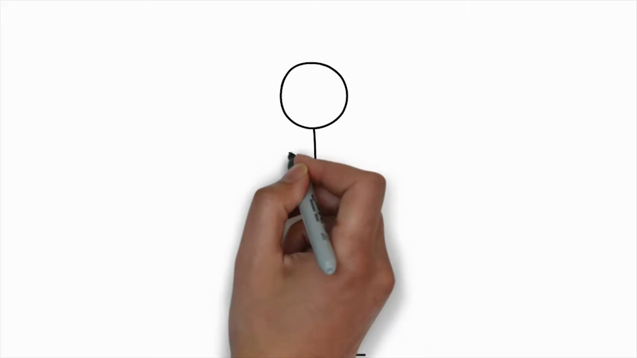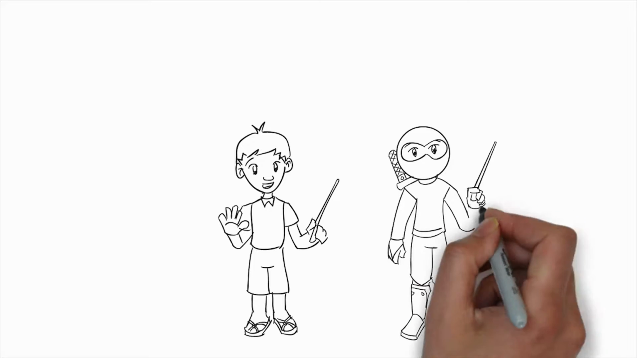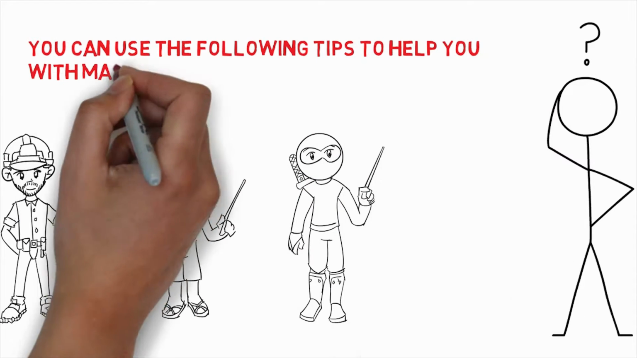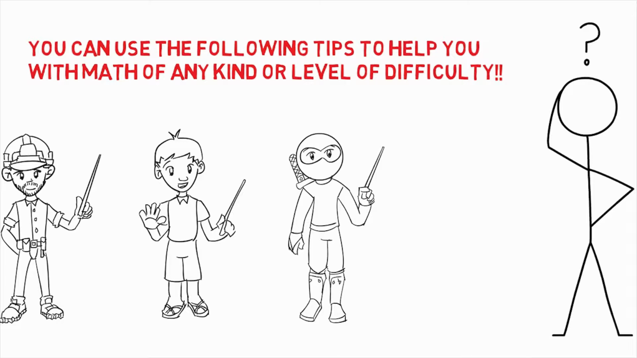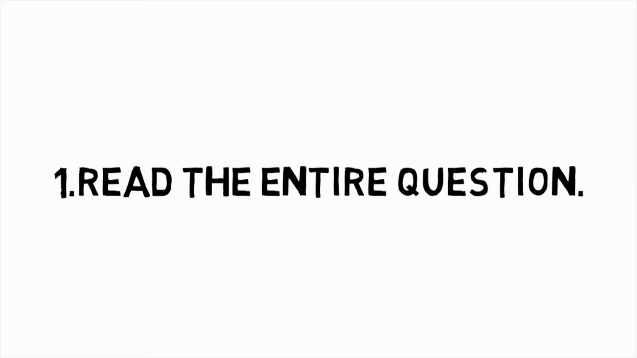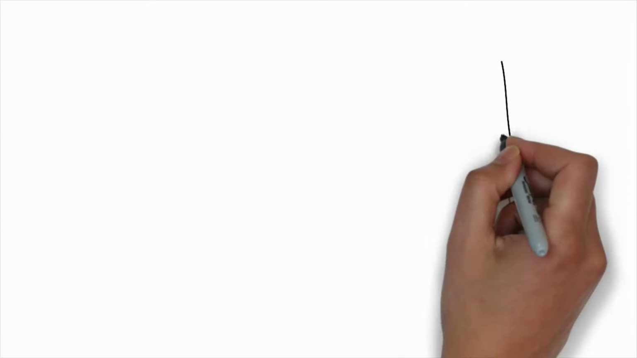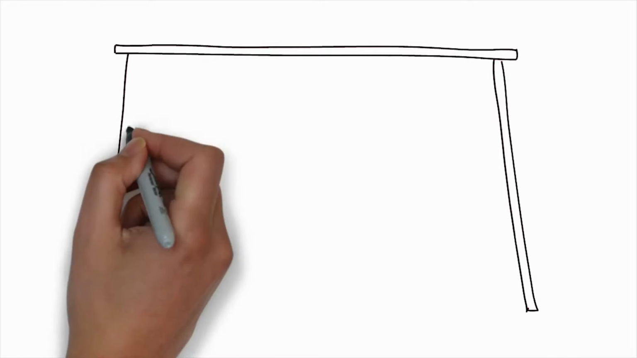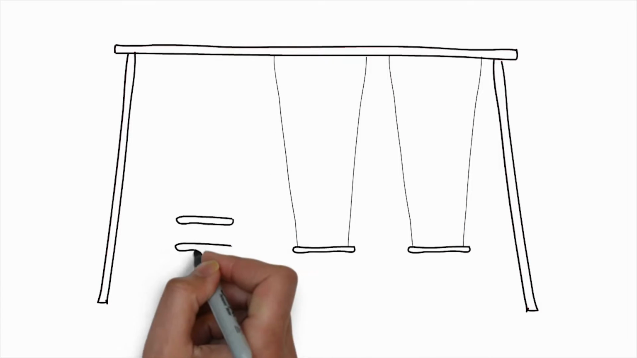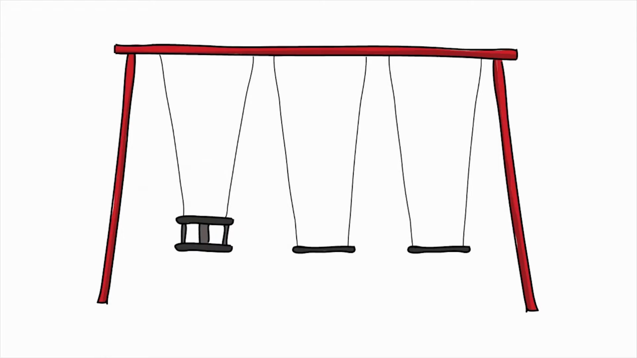So how do you go about a problem-solving question in math? Approaches and methods to solving math problems may vary, but the following tips generally apply to problem-solving questions of any type and level of difficulty. Number 1. Read the entire question. Sometimes the first part of a question makes you think that you can solve it right then and there, only to realize that there's something else in the end part that suggests another thing.